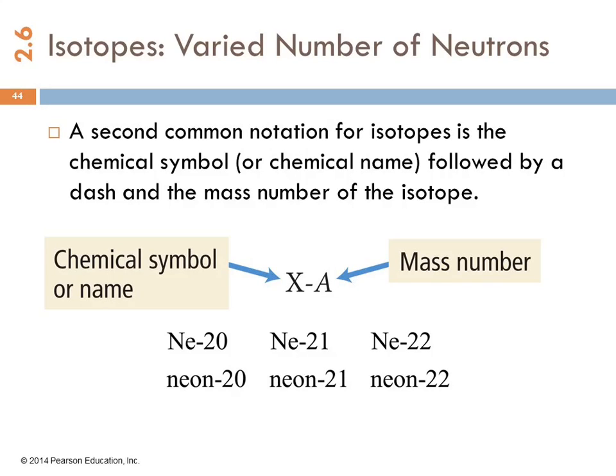Another way is to take either the symbol or the name and just follow it with a hyphen and the mass number. Because really, do we have to specify the atomic number, the number of protons? We can figure that out from the periodic table if we need to. So this is another way that we indicate different isotopes.